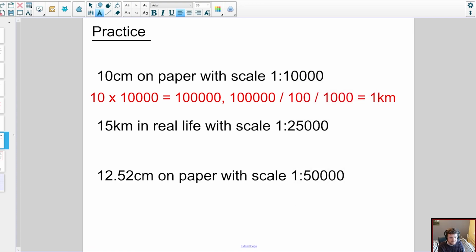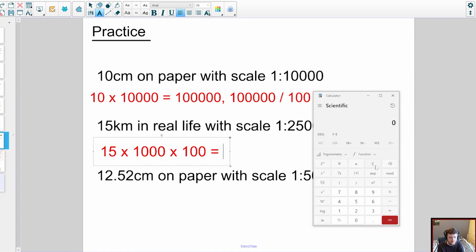Okay? Here we've got 15 kilometers in real life with the scale 1 to 25,000. So first I'm going to multiply by 1,000, multiply by 100 to get to centimeters. So 15 times 1,000 is 15,000, times 100 is 1.5 million.